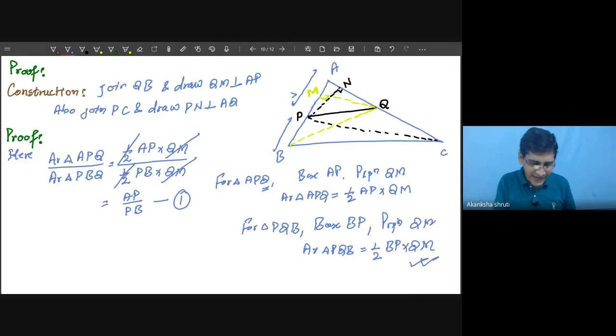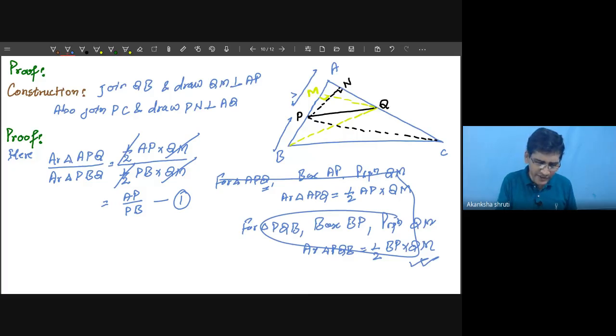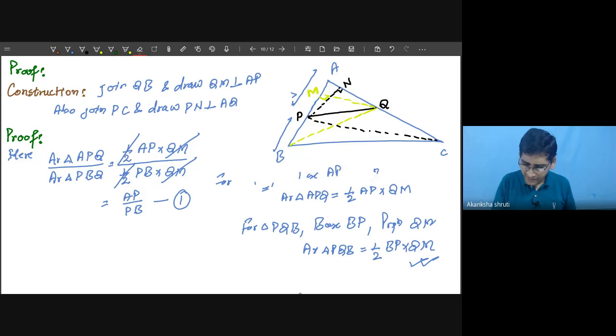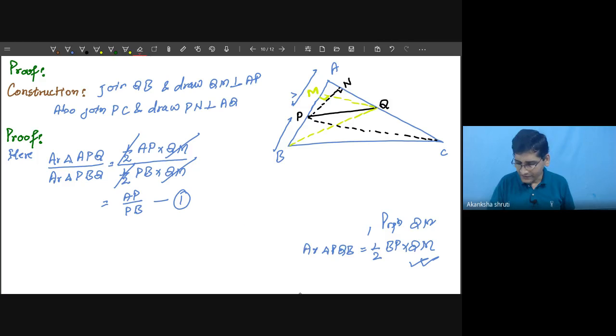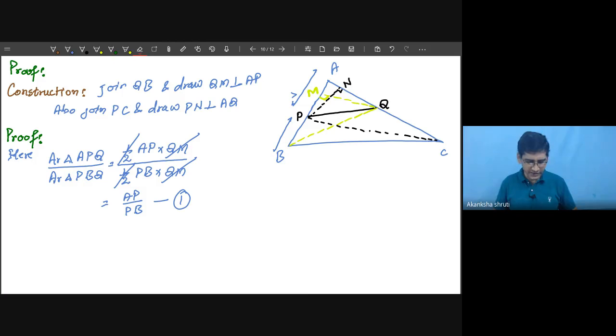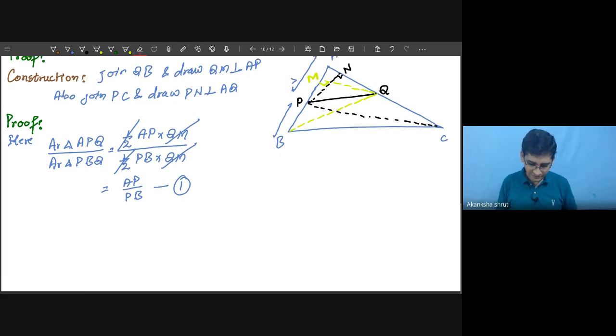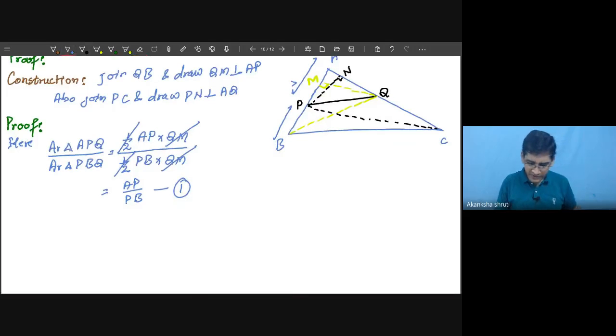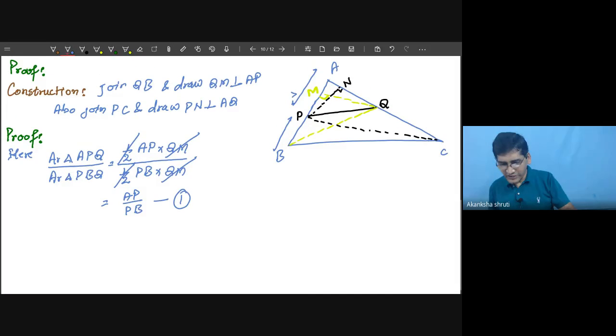Whatever explanation I had written, this part, no need to write. This I had given for your understanding and your explanation. If you are missing, you can watch the videos by rewinding it. Okay, student, so this is equation 1. Now, this way we have obtained the ratio AP by PB.